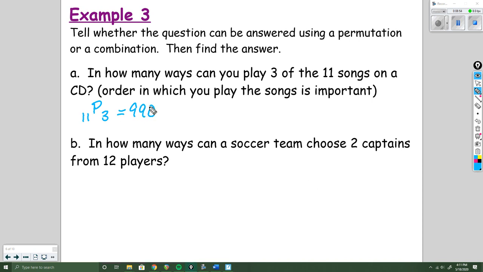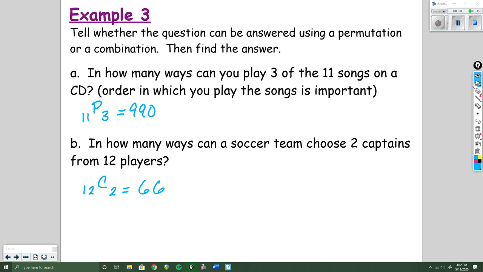And then, in how many ways can a soccer team choose 2 captains from 12 players? This one's very much up to interpretation. The team is choosing 2 captains, so I suppose that these 2 captains are going to be co-captains. You know, not like one is first captain and the other is second captain. These folks are going to be co-captains. So if they're co-captains, then it's a combination because order doesn't matter. And of the 12 players, we're choosing 2. That would give us 66 different ways we could choose those 2 captains.